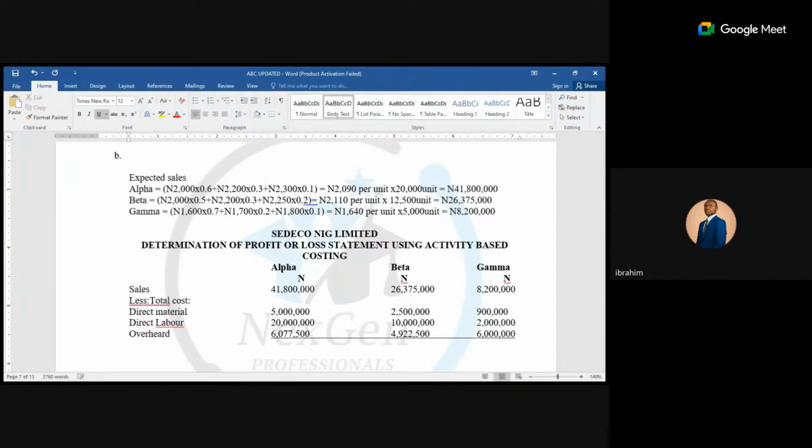Okay. So what is the profit? Do we have profits using activity-based costing? So let's check. What do you have? Yes, please. We have profit 10,722,500. 10 what? 10,722,500. So what do we have here?